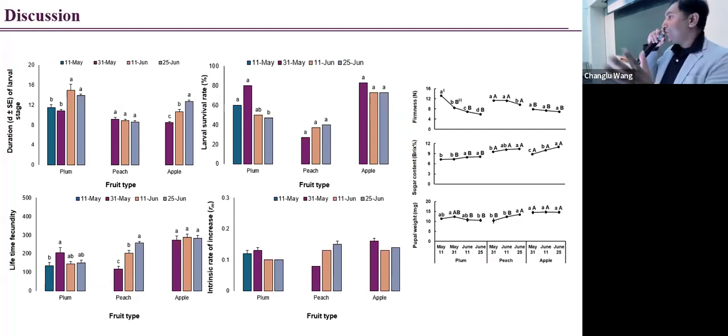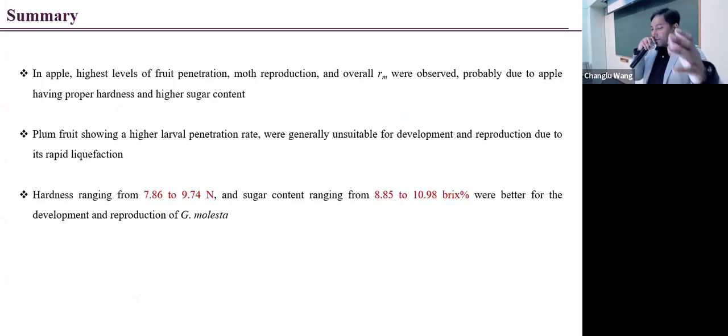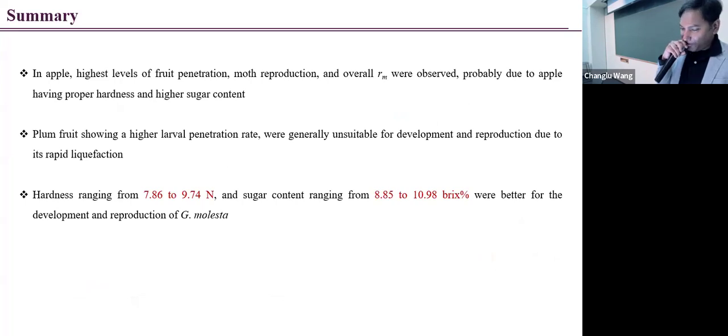So here we know that in apple, the highest level of fruit penetration, moth reproduction, and overall fitness were observed, probably because apple has proper hardness and a higher sugar content, and plum fruit showing a higher larval penetration rate was generally unsuitable for development and reproduction in the later stage because of rapid liquefaction. So the thing is that though plum fruit is better, in the later stage it is not a good food source because it liquefies very easily once they get inside. So they are not getting enough nutrition from the plant food. That's why the later stage fruit is not better.